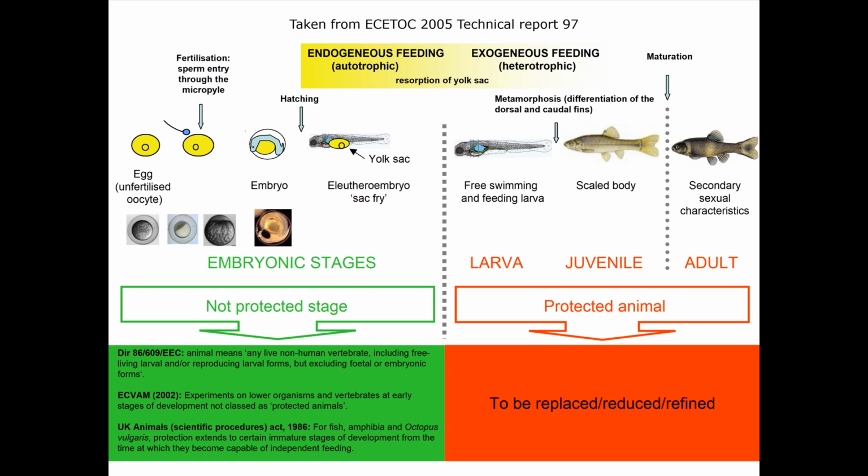Now, this is a relatively gray area, and some people will argue about what constitutes independent feeding. But for the time being, we'll just focus on it being the point after hatch. And then after that, you've got the free swimming and feeding larvae, which then become a protected life stage. So any of these parts in the red area are areas to be replaced, reduced, or refined in some way.